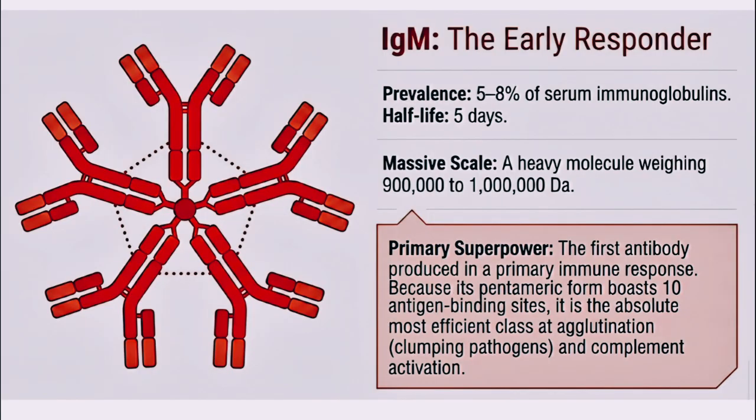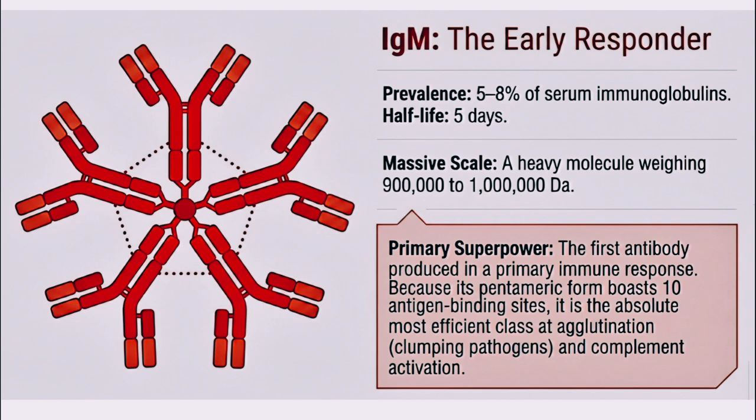So the next one is IgM, the early responder, the first antibody which is produced in a primary immune response. If you see the structure, it's a pentamer, 4 Y-shaped structures, meaning 10 arms having 10 antigen binding sites. Prevalence: it comprises 5 to 8% of serum immunoglobulins. Half-life is less, 5 days, and since it's a pentamer, the molecular weight will be really high. It will be a heavy molecule.